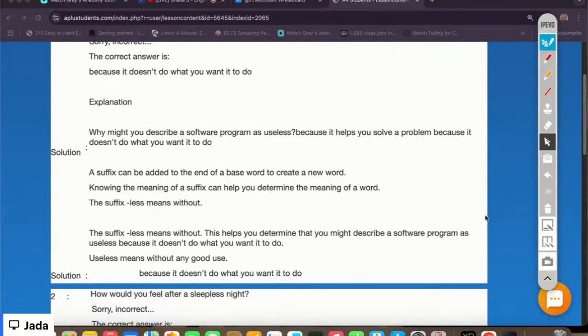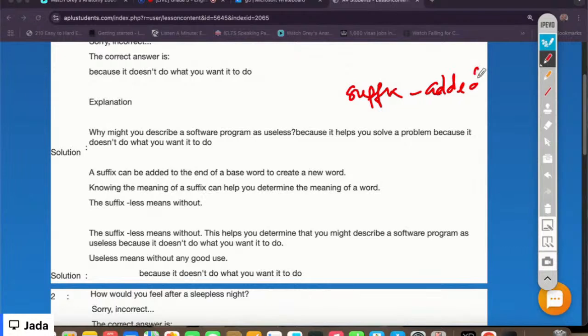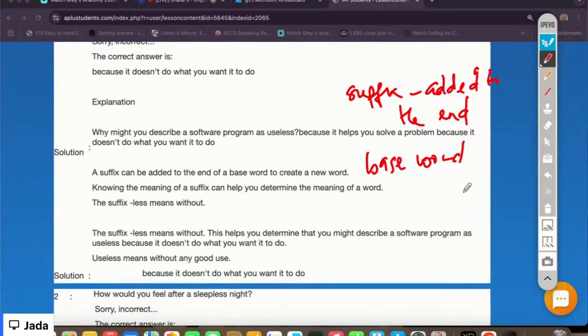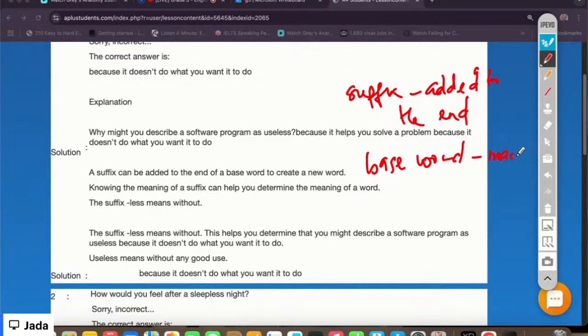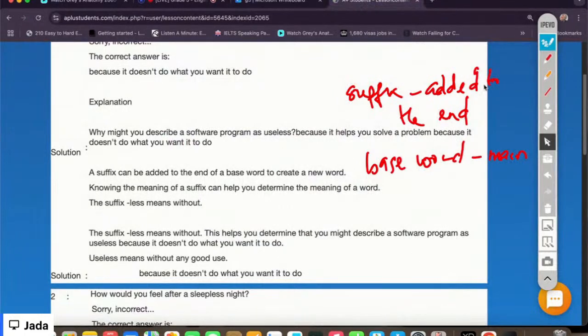Alright, so we'll start now. We have what we call the suffix. The suffix is added to the end of the base word. The base word is the main word that we have.